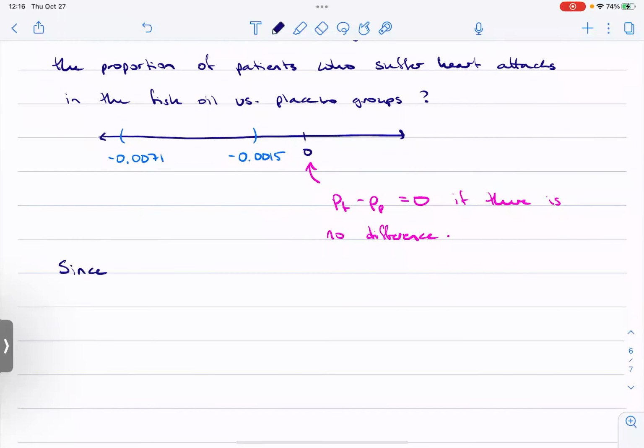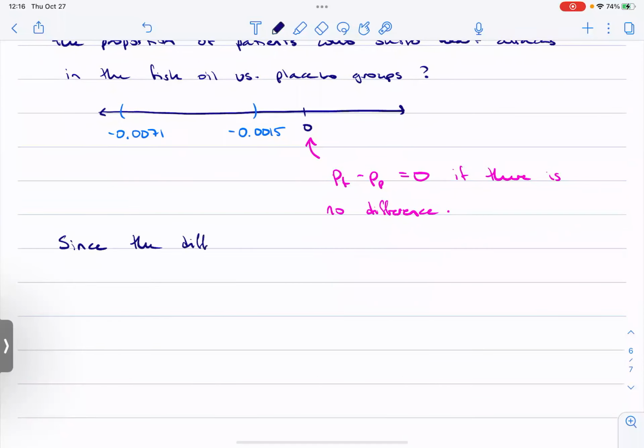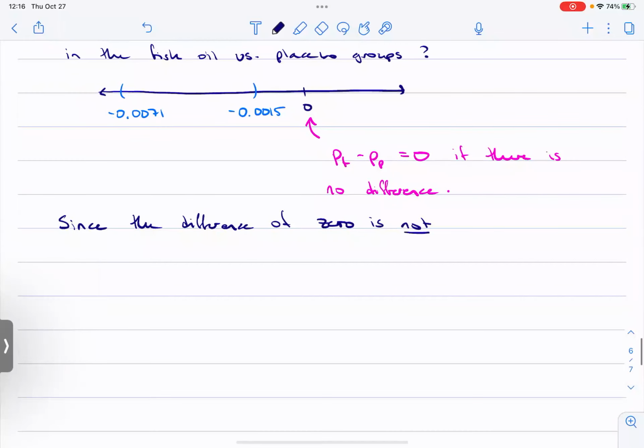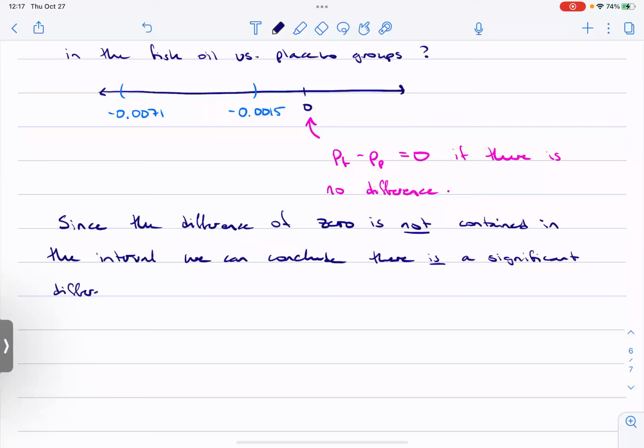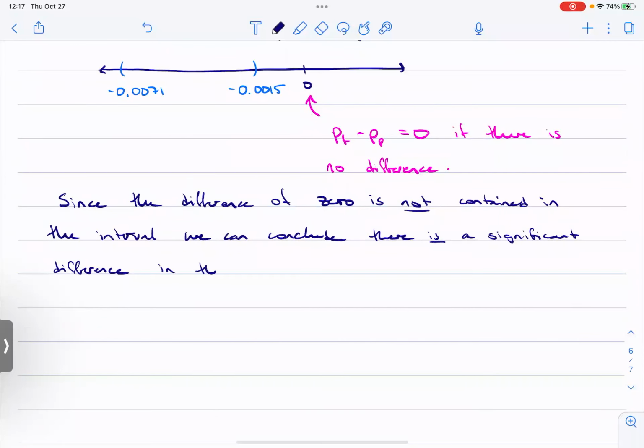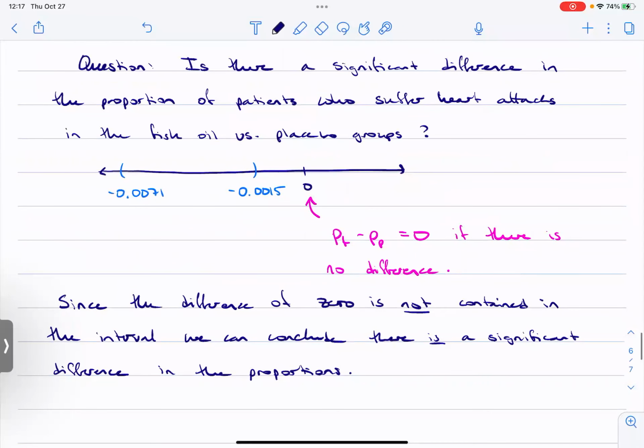How I would say it is, since the difference of 0 is not contained in the interval, we can conclude there is a significant difference in the proportions. Get a little lazy there. Okay.